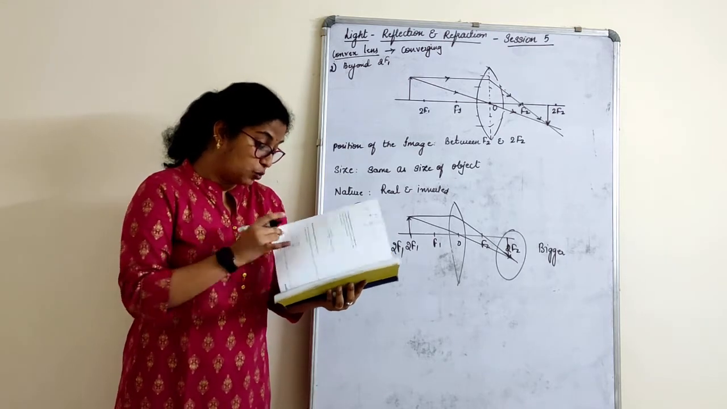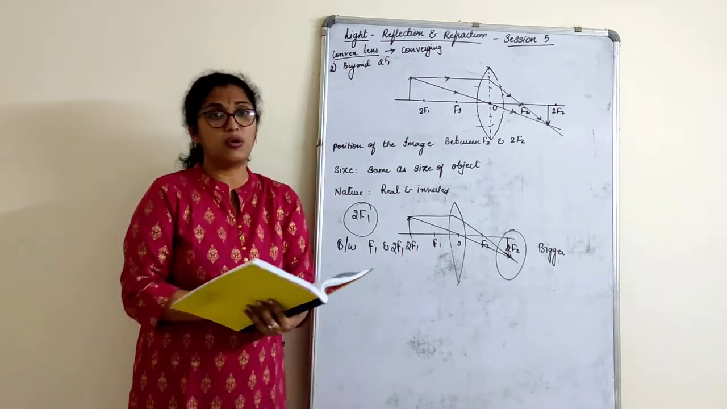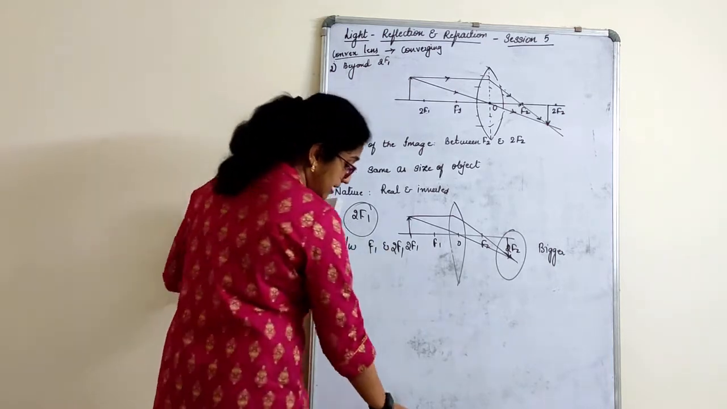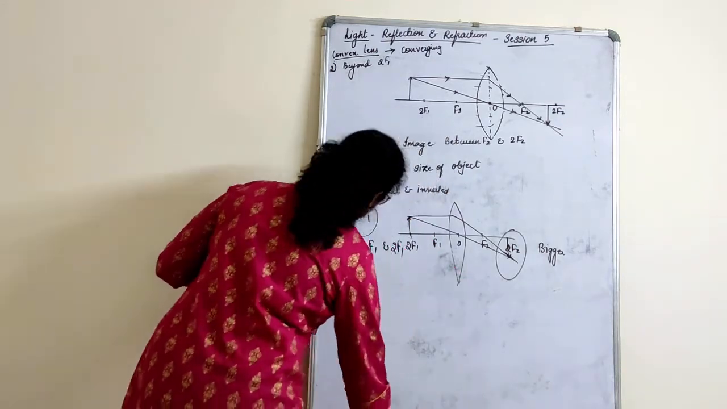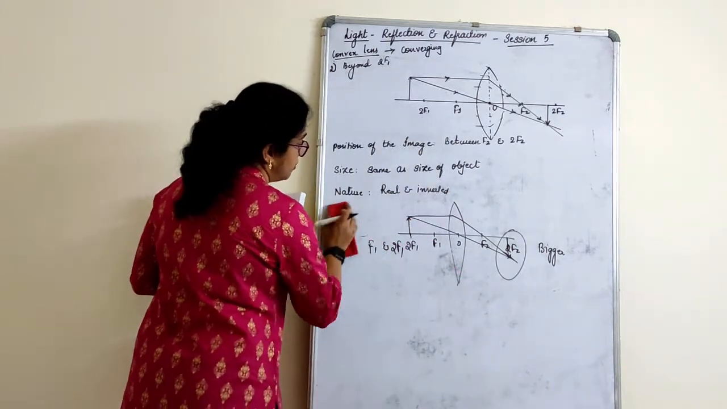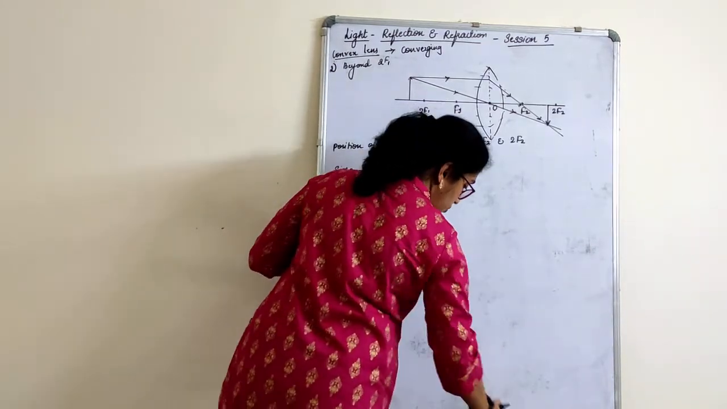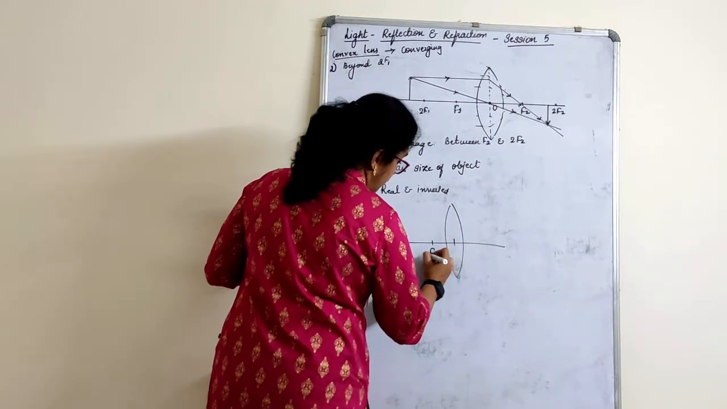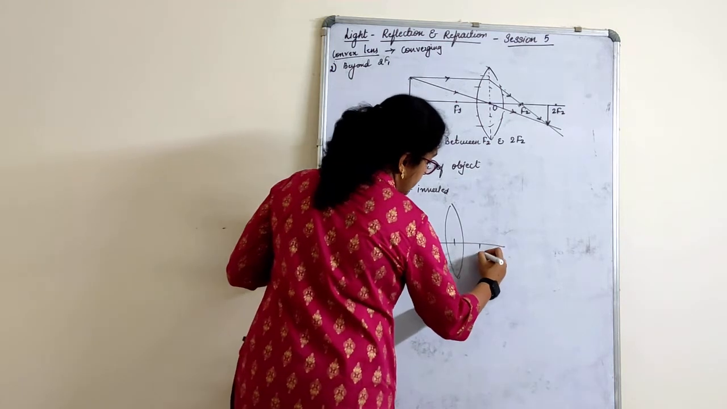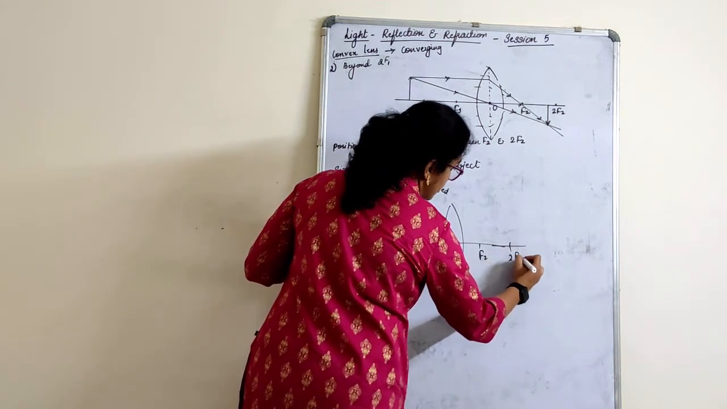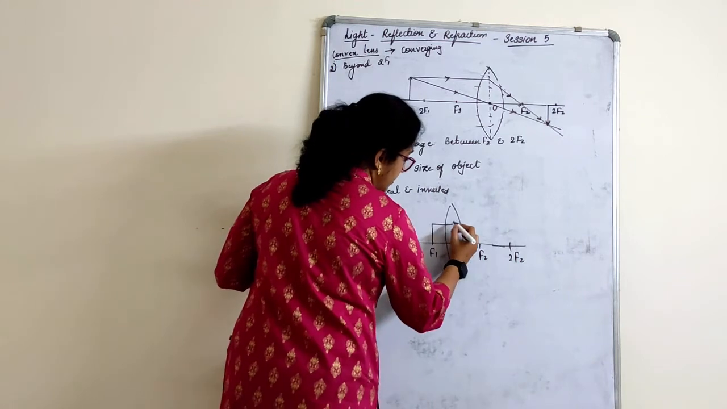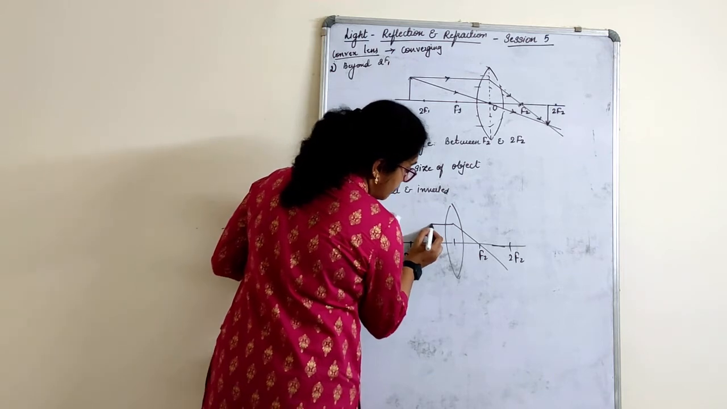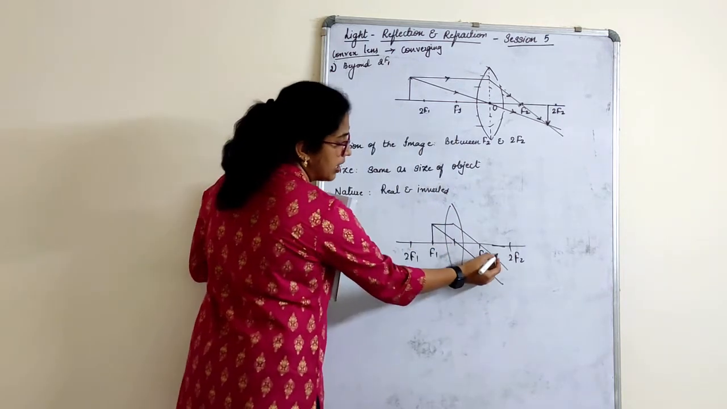The next one I will do now is when the object is kept at F1, that is, at focus 1. What will happen when the object is kept at focus 1? So optic center, focus 1, twice the focus 1, focus 2, twice the focus 2. It is kept at focus 1, the first ray goes here. Now the second ray has to go through the optic center. What is happening? Are they moving parallel?